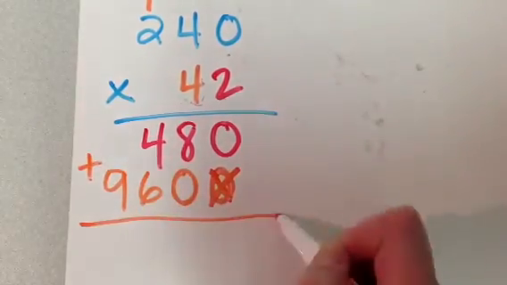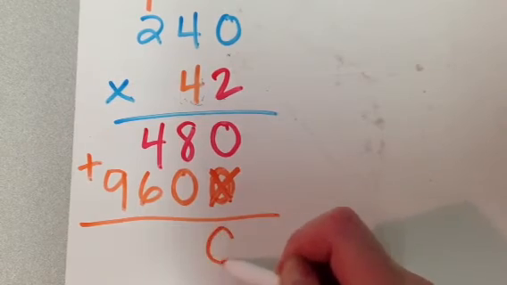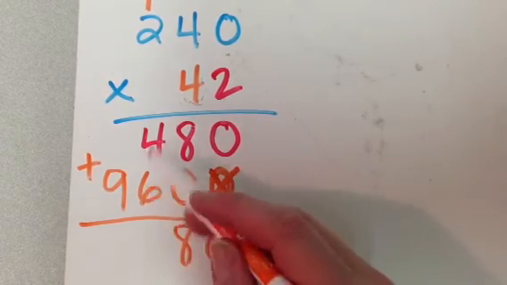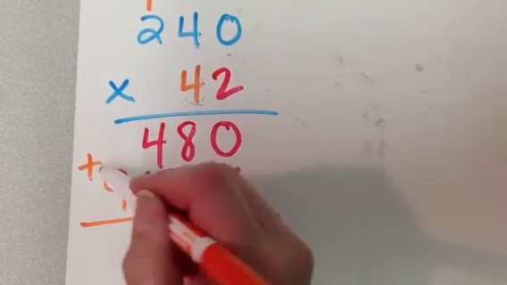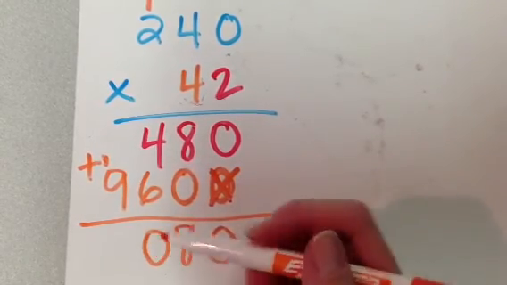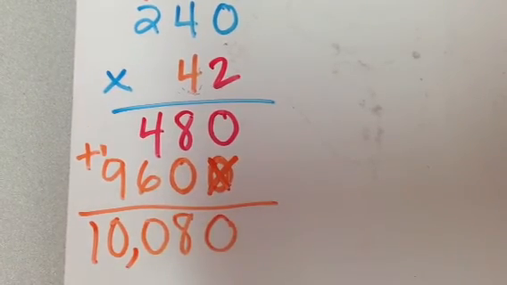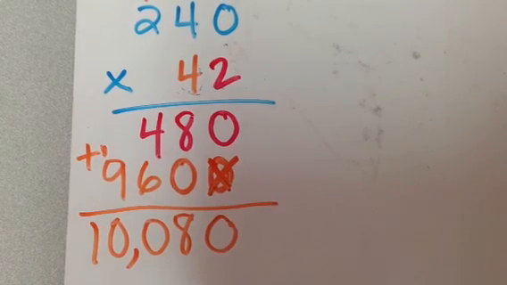And then again, I add them up. So I have 0 plus 0 is 0. 8 plus 0 is 8. 6 plus 4 is 10. Carry the 1. 9 plus 1 is 10. So that means that 240 times 42 equals 10,080. Let's practice some of this.